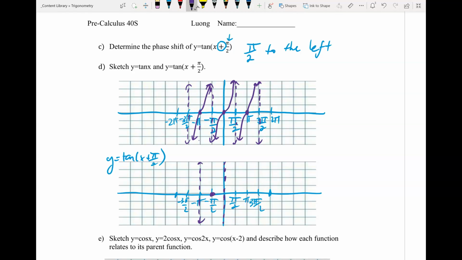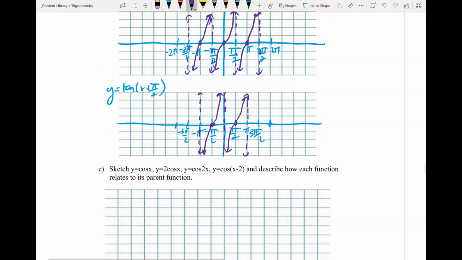This is still going to be an increasing function. That doesn't change because all we did is move the graph to the left. So here is 1 period of y equals tan of x plus pi over 2. If you want to draw one more, then you're going to have an asymptote at pi, 0 at pi over 2, and draw your arms accordingly. So this is 2 periods of y equals tan of x plus pi over 2. I'm just going to leave it like that.